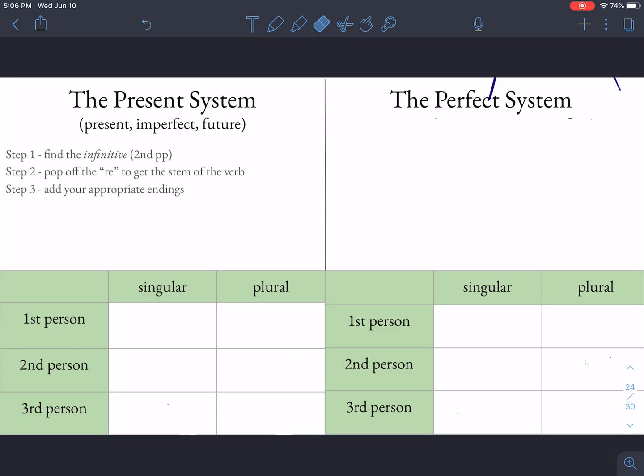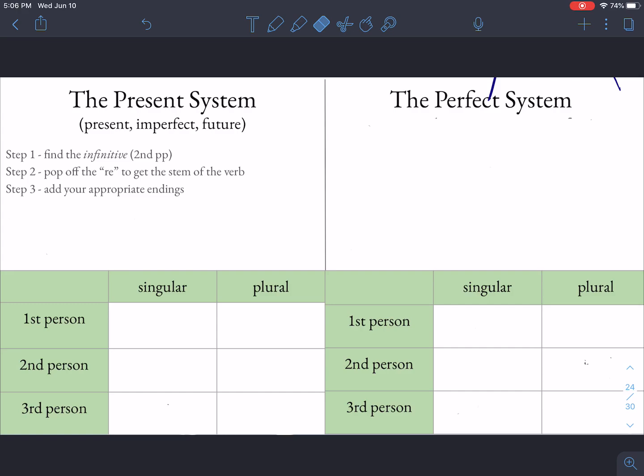For my third graders, I actually have a really dumb song to help you remember what to do. It's super embarrassing, but I'm going to sing it anyway. You go to the second principal part, the infinitive that ends in -re. You drop the -re and left with me is the stem of the verb, to the tune of the Macarena, of course. So that's how you can remember what the steps are for conjugating.